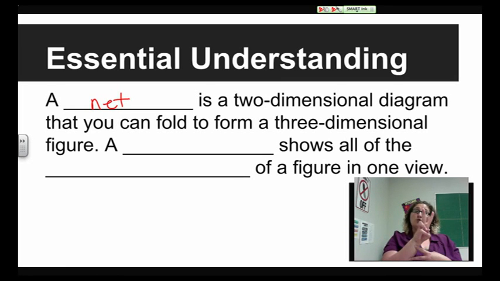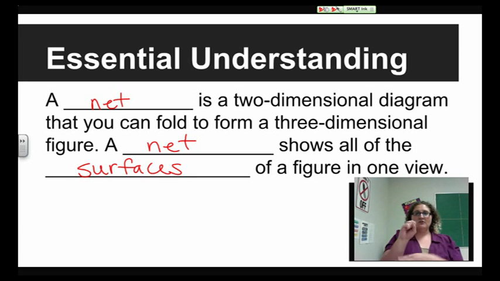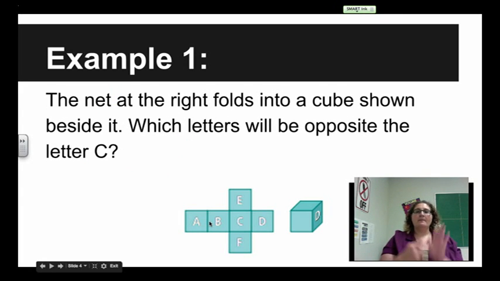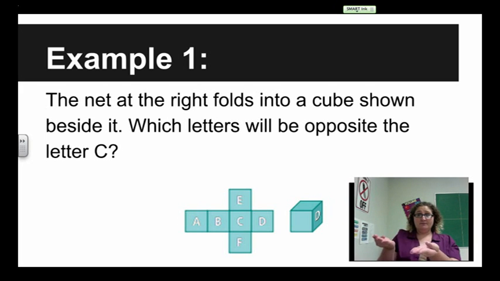is a two-dimensional diagram that you can fold to form a three-dimensional figure. A net shows all of the surfaces of the figure in one view. Example 1. The net at the right folds into a cube shown beside it. Which letter will be opposite the letter C?